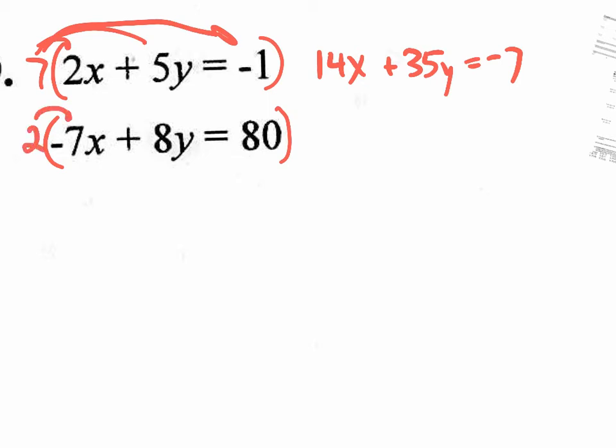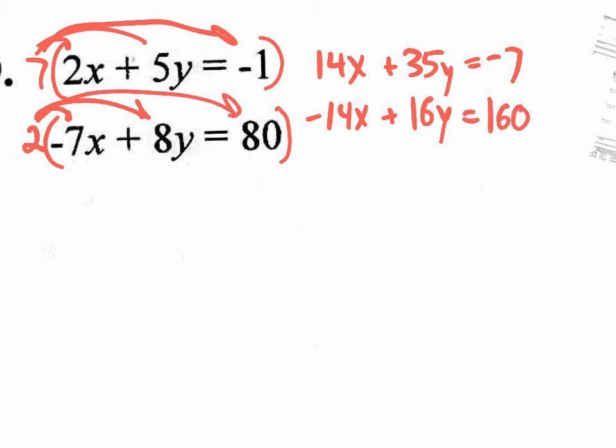Now the bottom one, I am going to change that -7x to a -14x by multiplying by 2. So 2 times -7, that's -14x. 2 times 8, that is 16y. And 2 times 80, that is 160. Now it's ready to combine the lines, and the x's eliminate. And 35 plus 16 is 51.